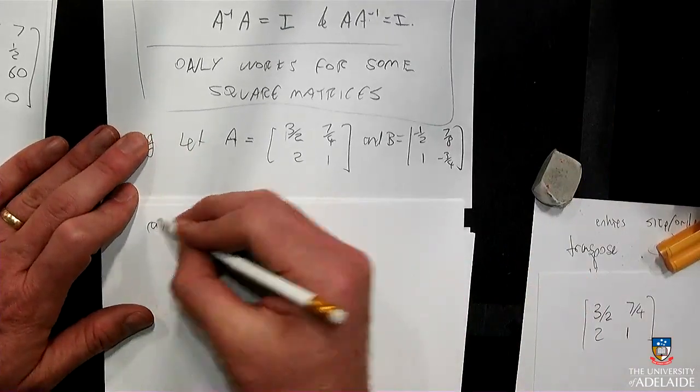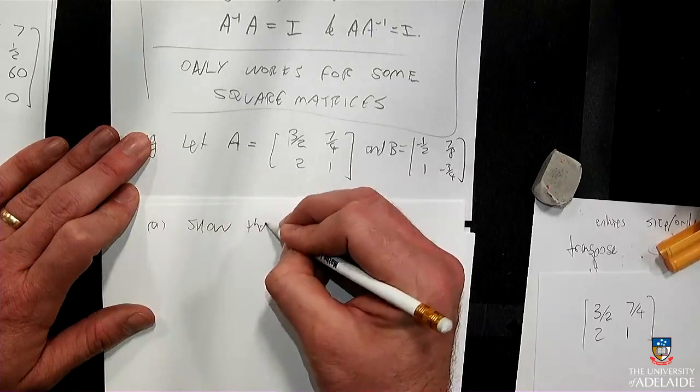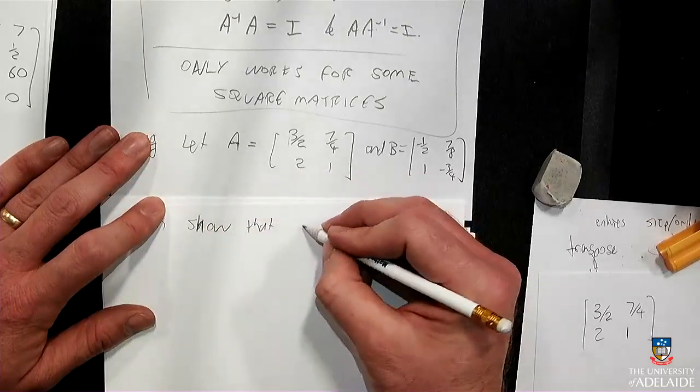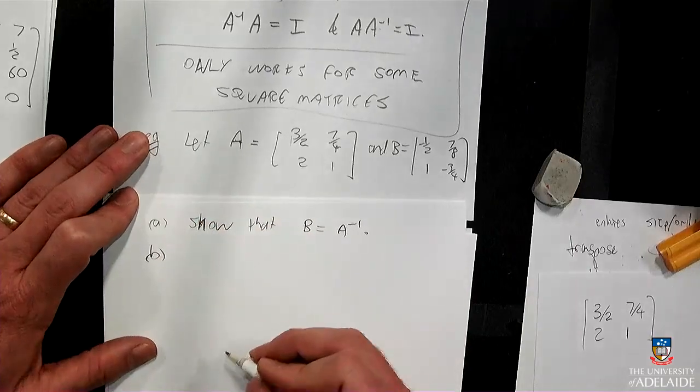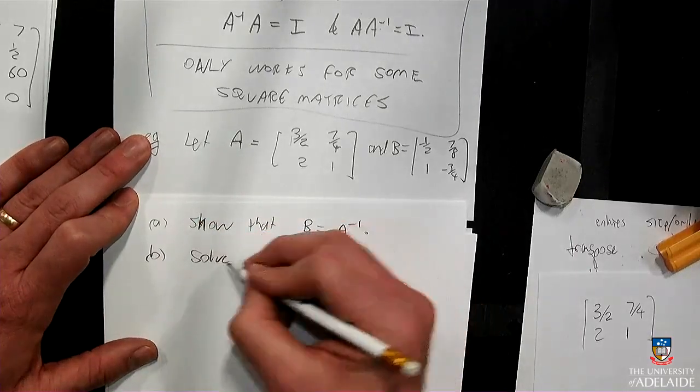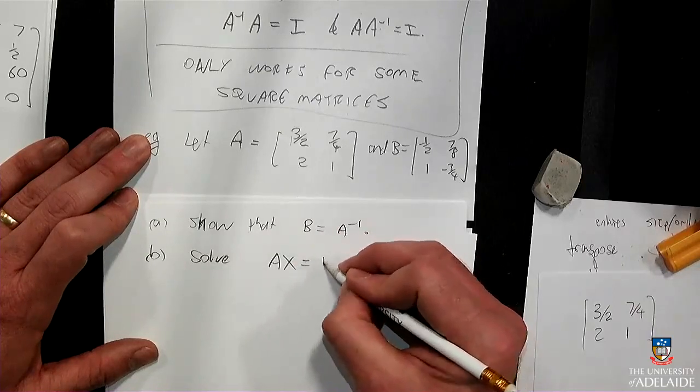So part A is going to be show that B is A inverse, and part B is going to be solve AX equals B.